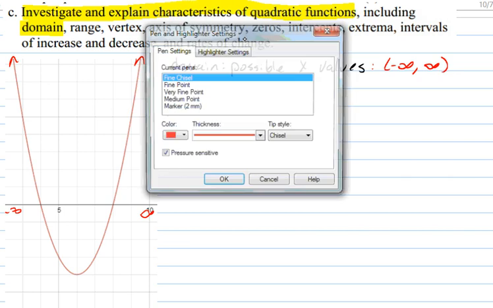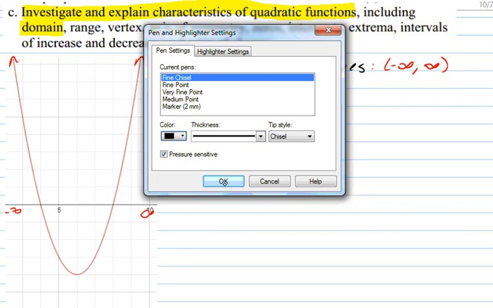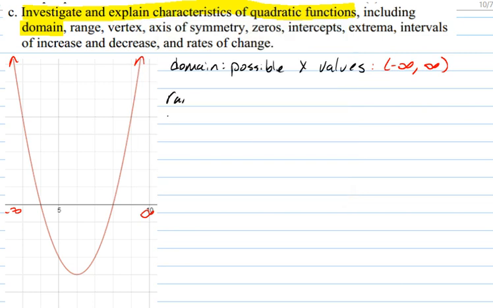Now, we got to look at what our range is. Now, range, that's the possible y values. Looking at this graph, there is nothing below this point. There's nothing down in here anywhere. No graph. So really what we're saying is that the graph doesn't exist below this point.